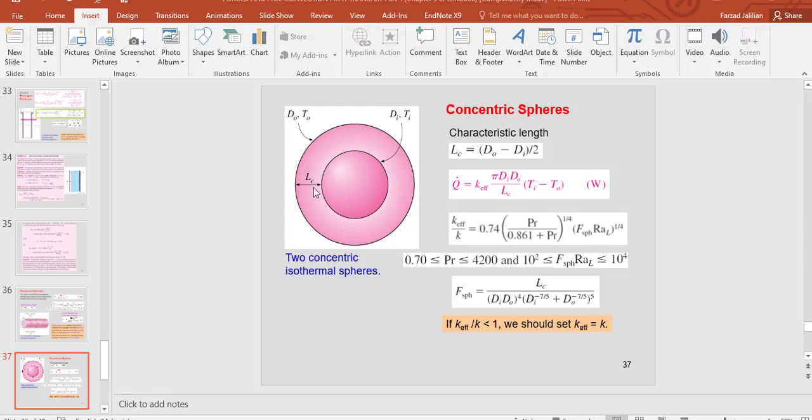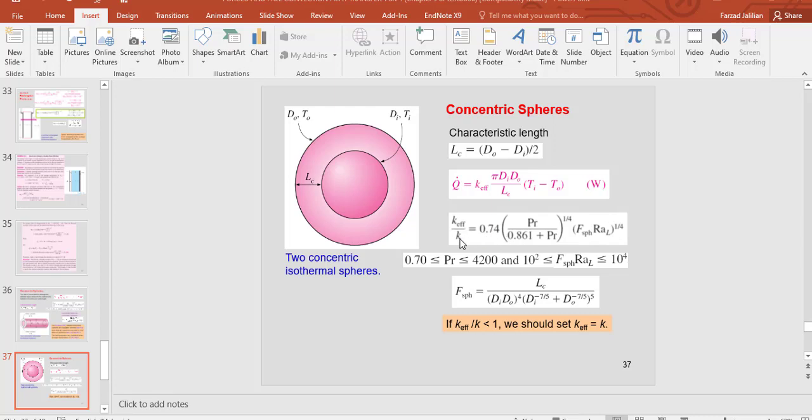Then also we have a fluid between them. We are interested to know how much is the natural convection heat transfer between these two surfaces and the medium, or liquid, or the fluid between them. We can use this equation like for the concentric cylinders. Again, as you can see here, we need to find this K effective. K effective again can be found by this equation.